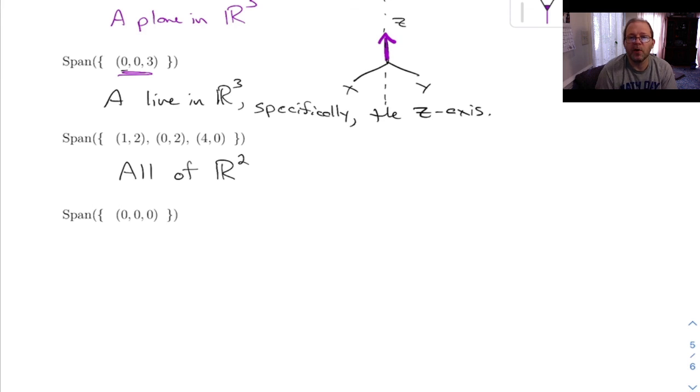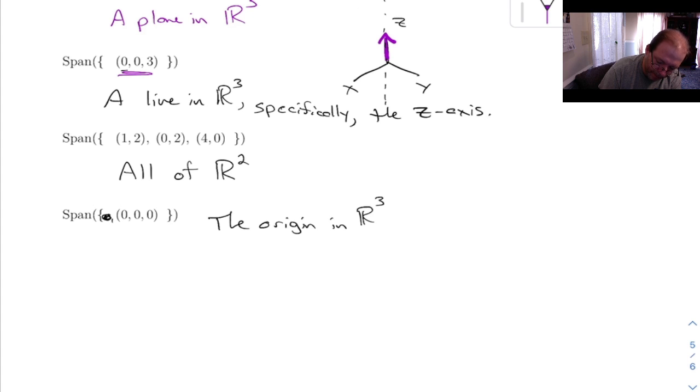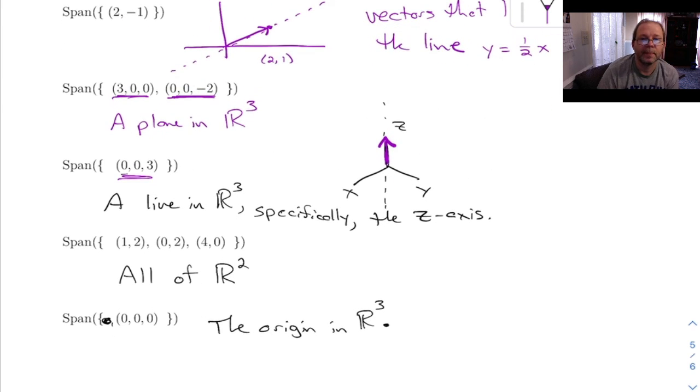Okay, this last one is kind of a small case: the span of just the origin in R3. Well, you can take this and multiply it by any constant you want, and you're still just going to get the origin. So the span of this is just going to be the origin in R3. All right, that's it.